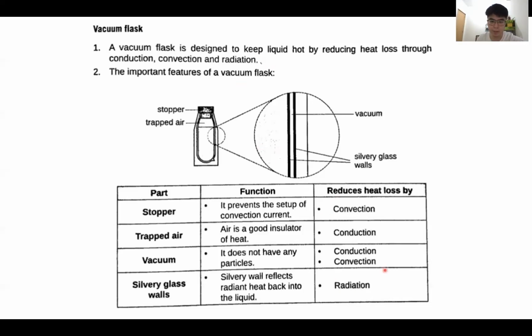All of this is like one whole integrated part. They complement each other. All three modes are involved in keeping the liquid inside warm. Yep, so that is for the vacuum flask.